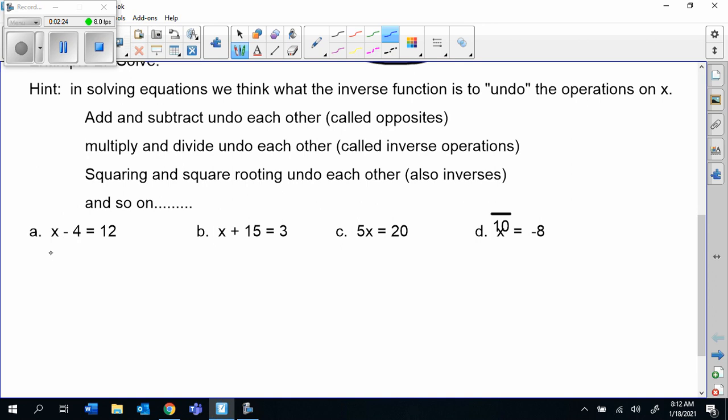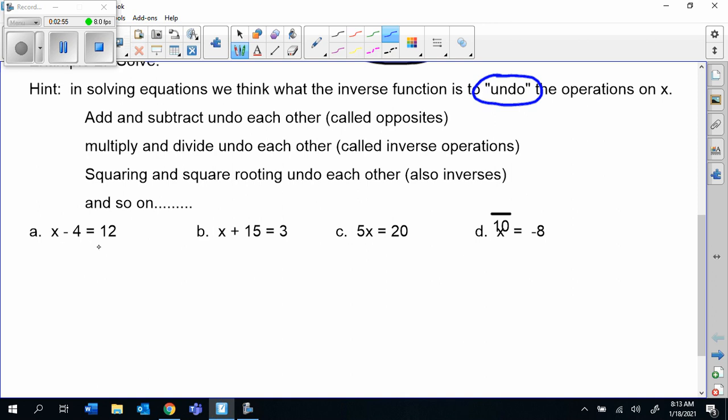So now we move into actually solving the equations, and I write out quite a lengthy hint here because we want to think of what the inverse, oftentimes out loud we say opposites, and that's not necessarily true. It is an add and subtract. Multiply and divide are called inverse operations. Squaring and square rooting also are called inverse operations. But the idea is what undoes what is happening to the x.